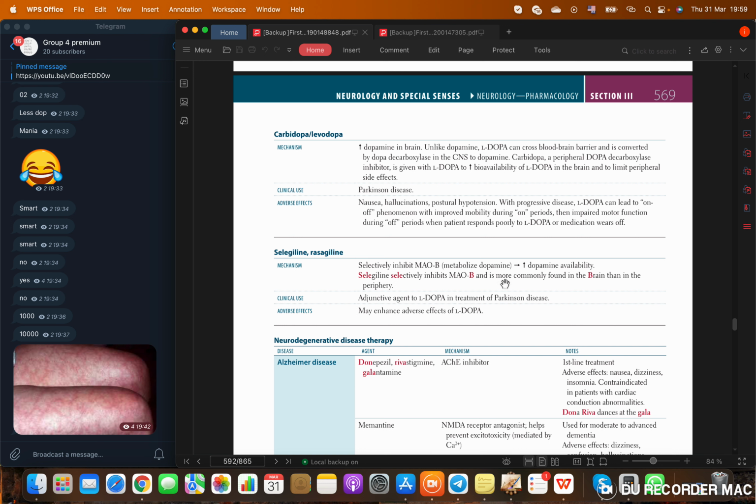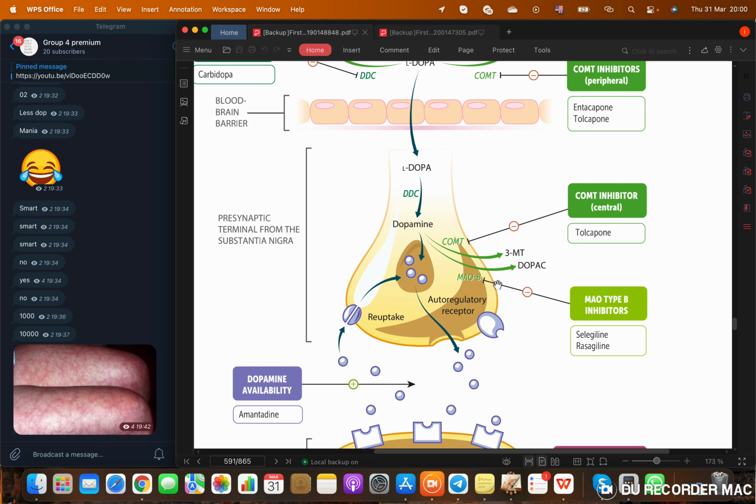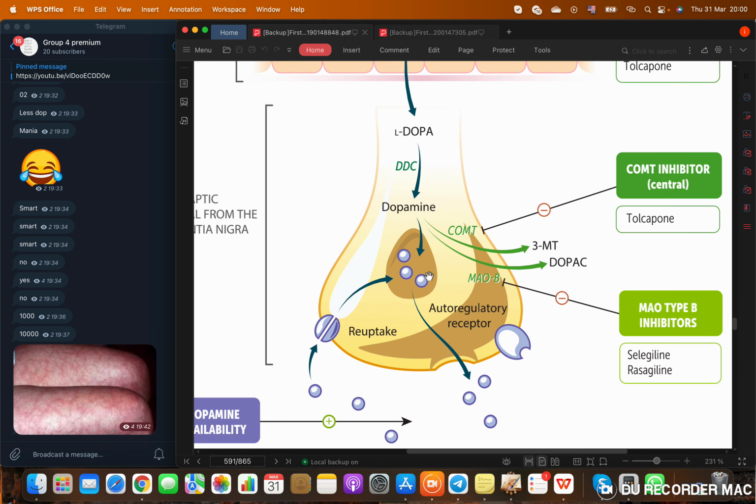So initially it works, but it's a progressive disease, so it's going to get worse and it will stop working. Selegiline and rasagiline work by inhibiting the MAO. The MAO-B, which is localized in the CNS, metabolizes the dopamine, as you can see here, into DOPAC. So if you don't want DOPAC to affect you, you need to inhibit the MAO, because you don't want DOPAC. Selegiline does that.